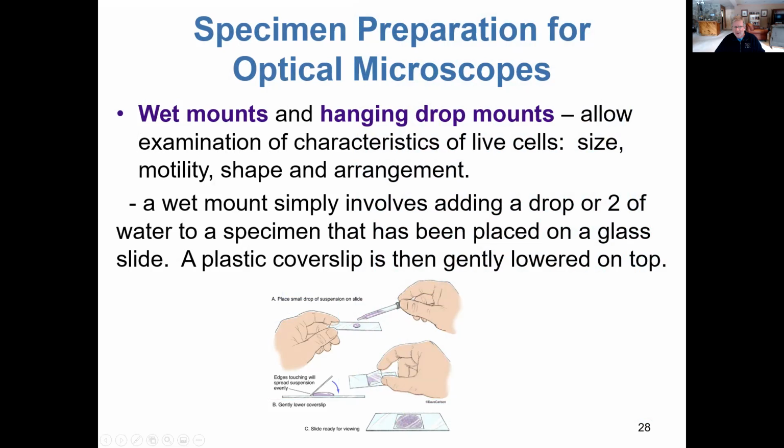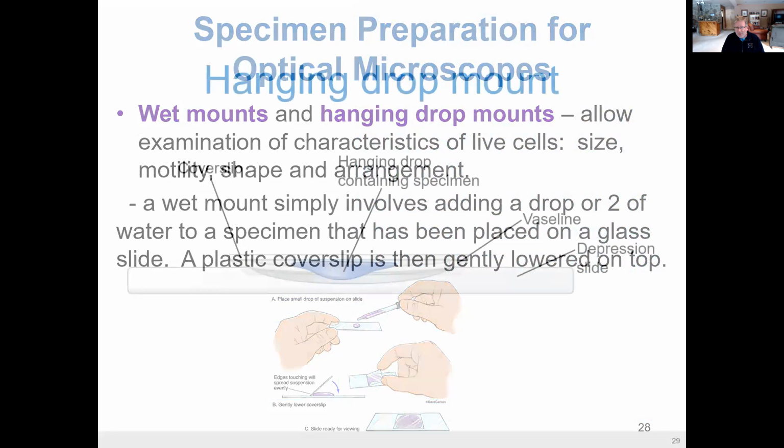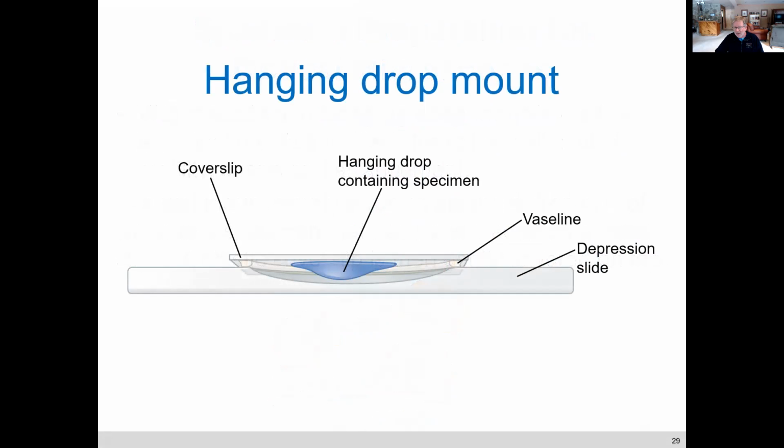And then you would examine that under the microscope. Another technique that we really won't be doing, but it's sort of fun to talk about, is what's called a hanging drop mount. And this utilizes what's called a depression slide. So in these depression slides, as the name implies, there's a little kind of cut or depression that's been made in the glass slide.